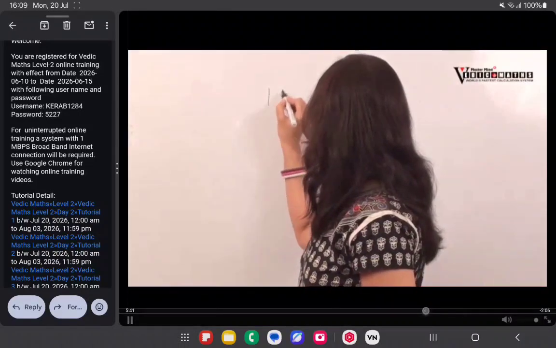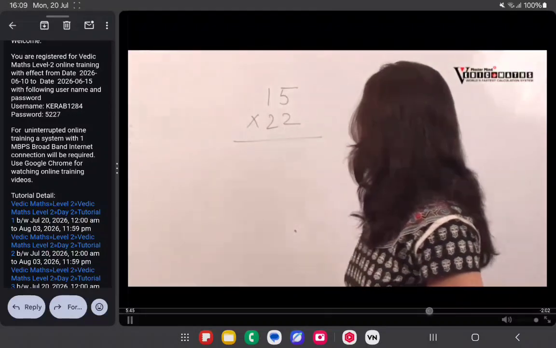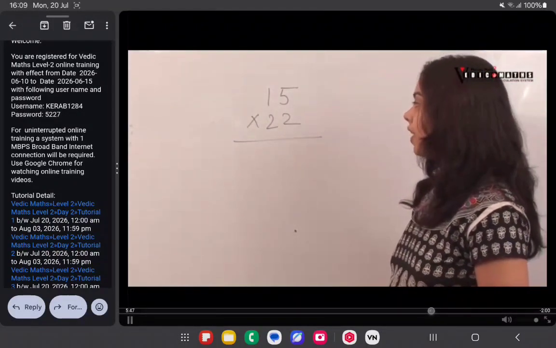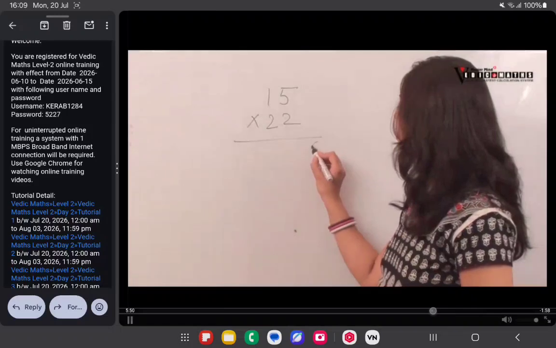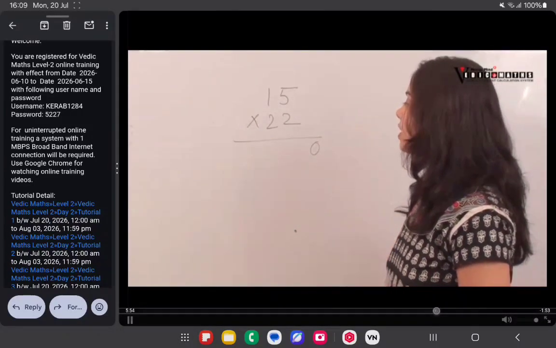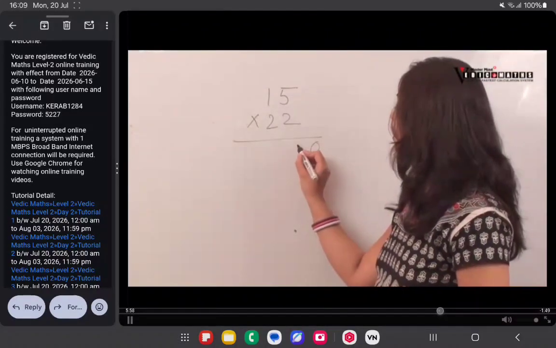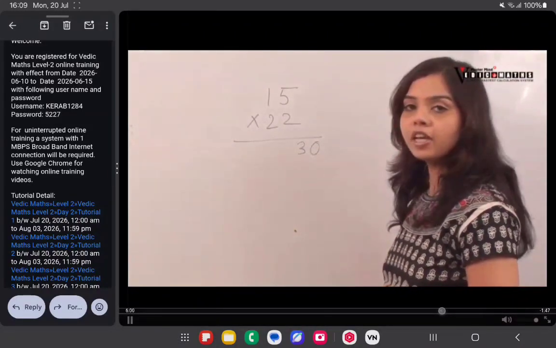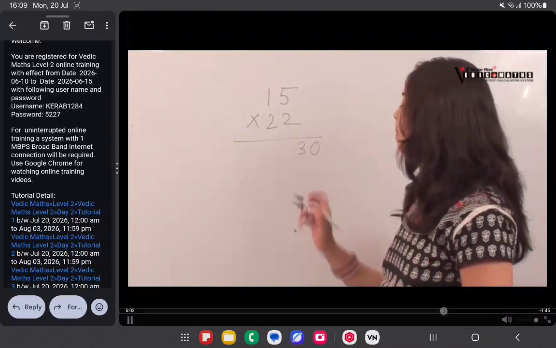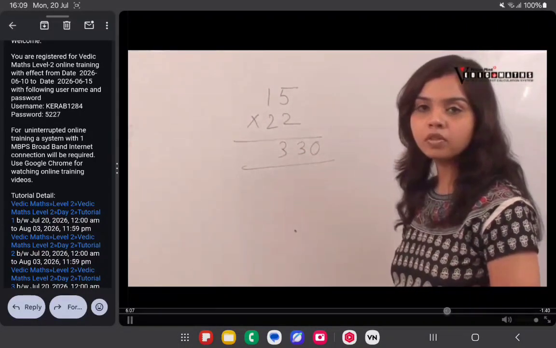Our first question is 15 into 22. Our process is 5 2s are 10, 0 will be here and 1 will be carried forward. Then 5 plus 1 is 6, 6 2s are 12, plus 1 is 13, 3 will be here and 1 will be carried forward. 2 1s are 2, plus 1 is 3. So our answer is 330.